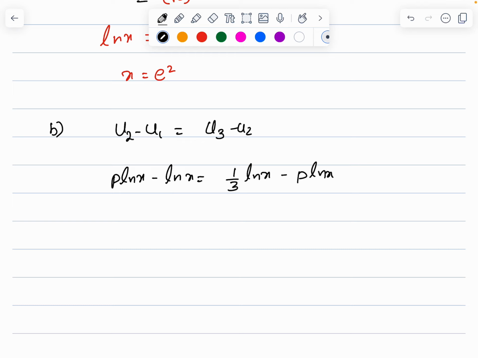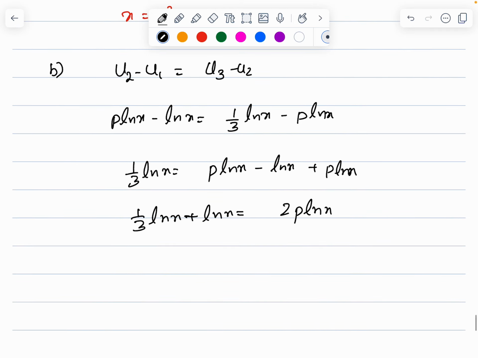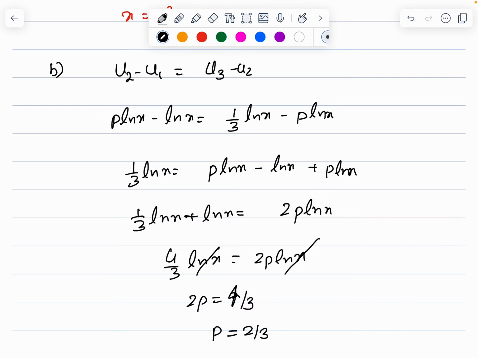So what does that become now? 1 upon 3 ln x equals p ln x minus ln x plus p ln x. So 1 upon 3 ln x plus ln x equals 2p ln x. So 4 upon 3 ln x equals 2p ln x. ln x cancels, 2p equals 4 upon 3. So p equals 2 upon 3. That's going to be the answer.